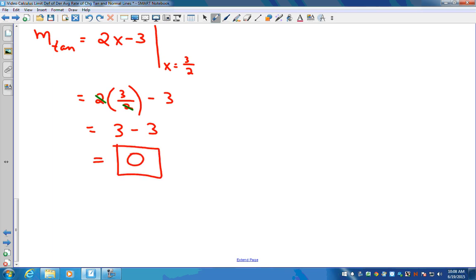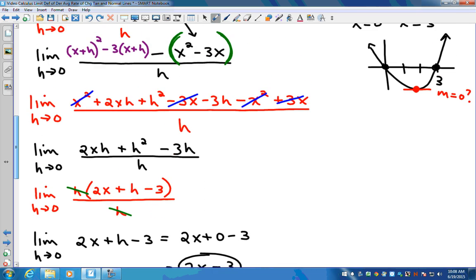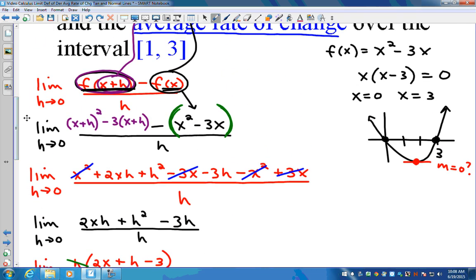We knew that that answer was going to come out to be 0 after we graphed the function f of x equals x squared minus 3x, right? Remember? So I guess we could take away that question mark now. And that actually is the slope, right? The slope is 0.